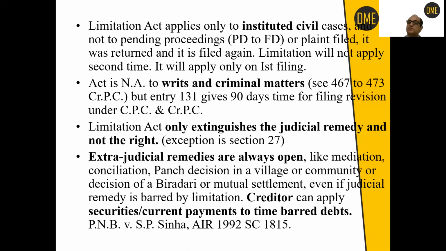But see, only the judicial remedy is barred after the period of limitation. Extrajudicial remedies are always open, like mediation, conciliation, punch decision in a village or community, or decision of a biradari, or mutual settlement. Even if your judicial remedy is barred by limitation, all these remedies are open and available to you. You can go for extrajudicial remedies if the judicial remedy has become barred because of the law of limitation.